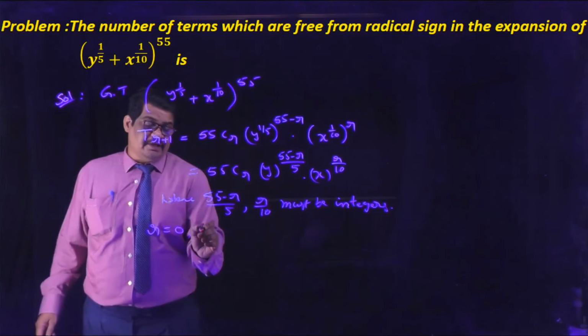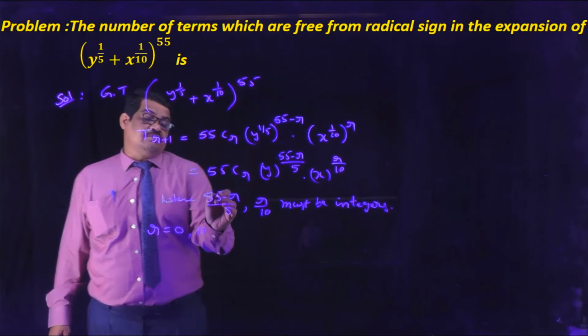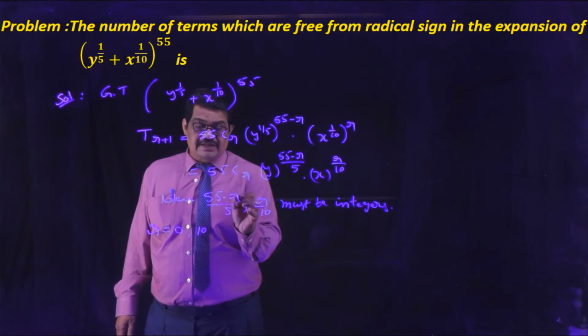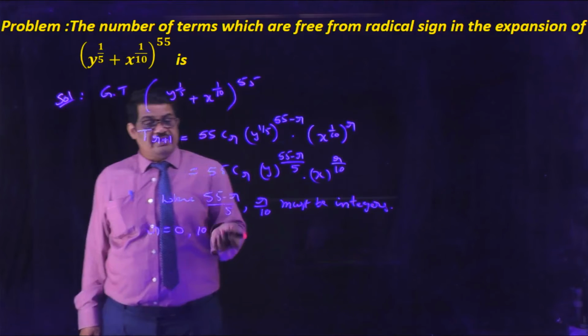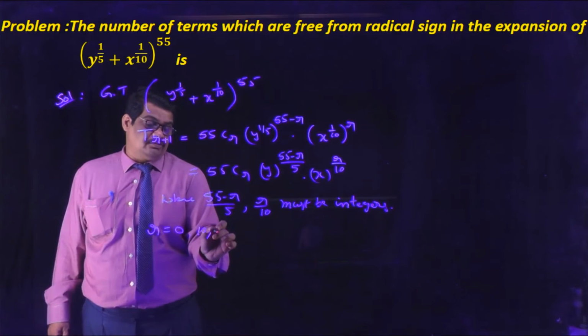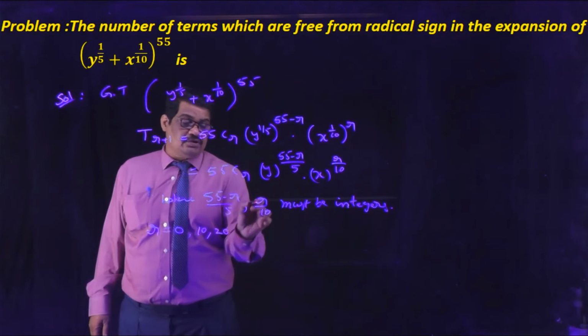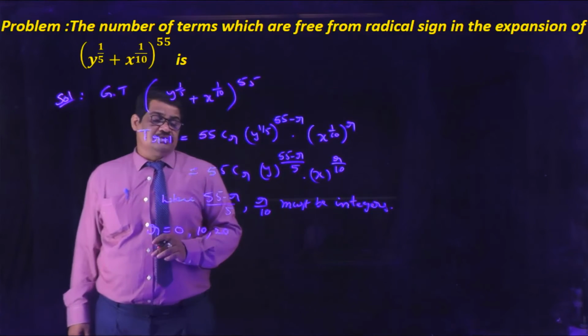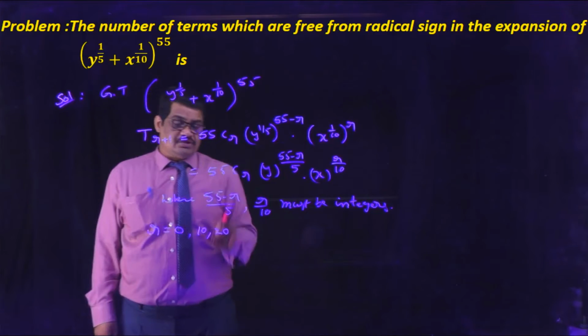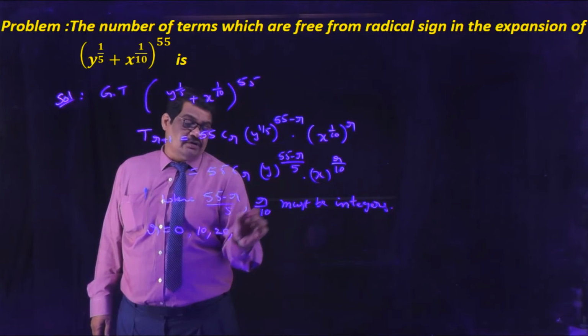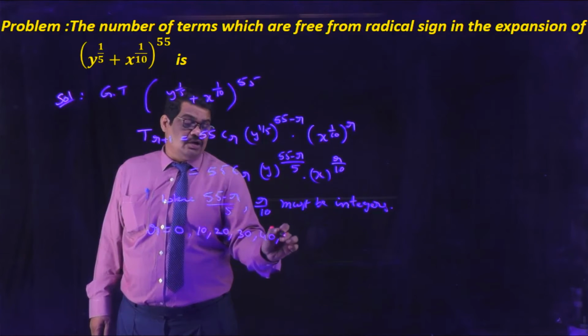So now we take 10. Here 55 minus 10 is 45, and 45 is also divisible by 5. Next we take 20, then it is 35, which is also divisible by 5. Okay. Next 30, 40 and 50.